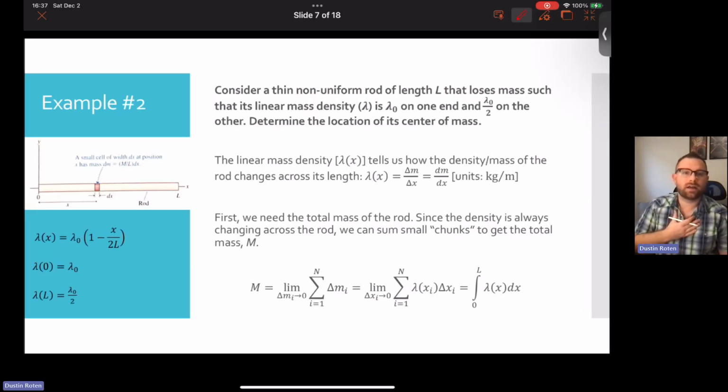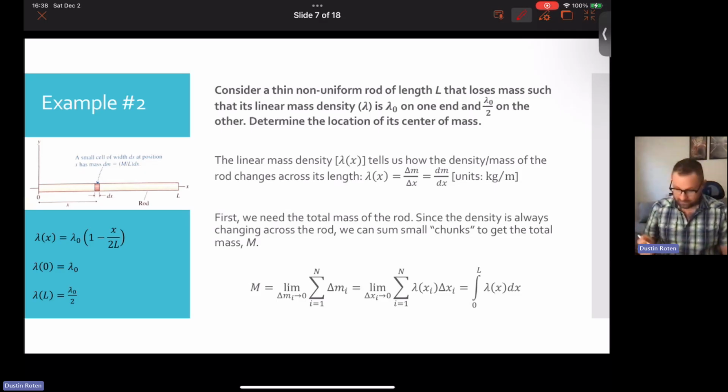All right, let's look at another example here where we're going to calculate the center of mass. So the last one, we just had 2 objects. That was a discrete example where we can see the individual objects. But with this example, let's actually talk about what happens when we have a nice continuous object. So let's consider a thin uniform rod of length L that loses mass such that its linear mass density is lambda naught on one end and lambda naught over 2 on the other. Okay, now we want to determine the location of its center of mass.